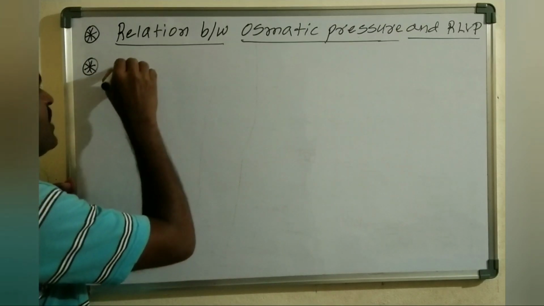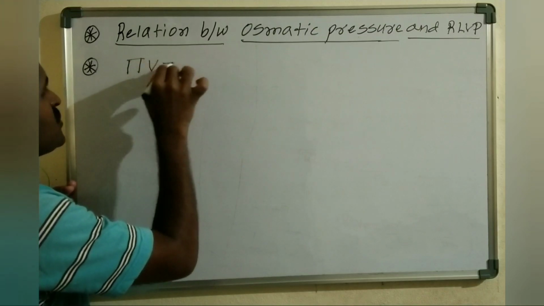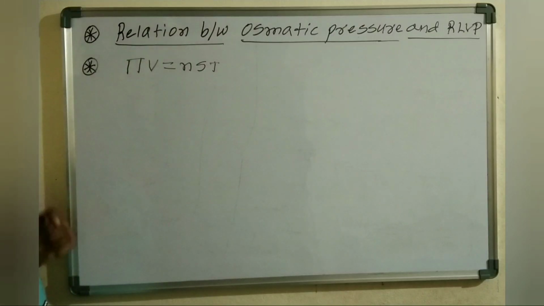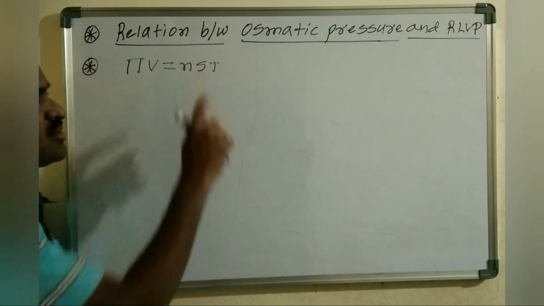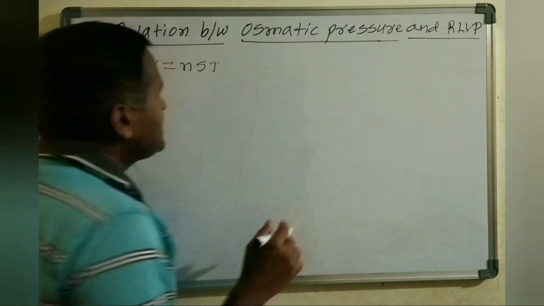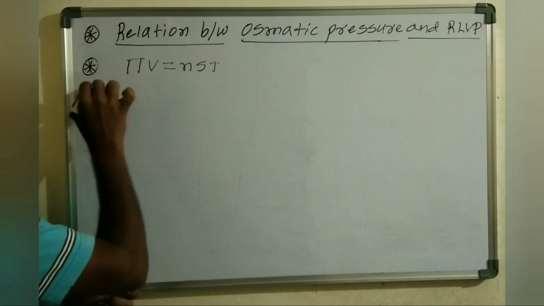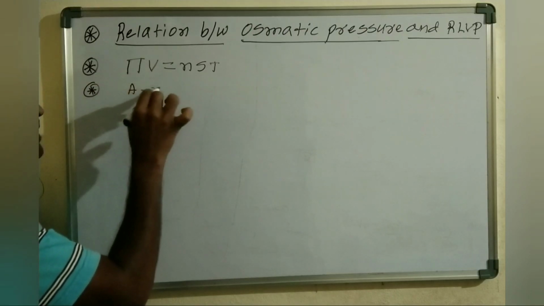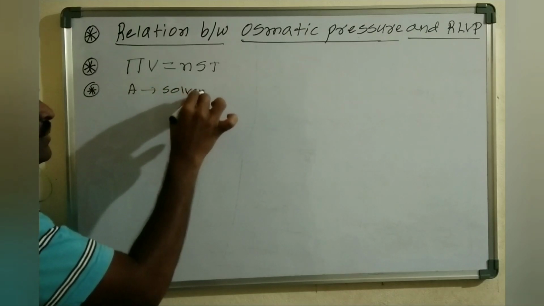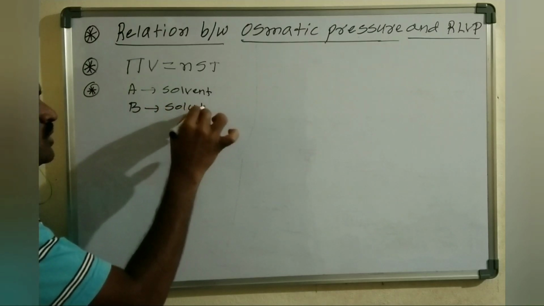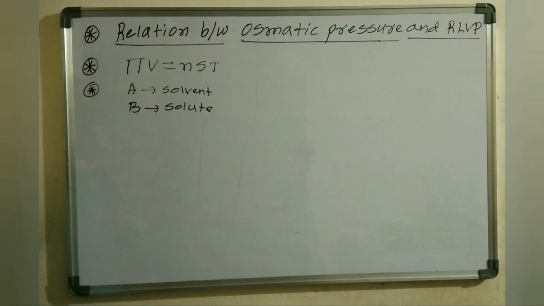According to van't Hoff's law we can write πV = nST, where π is the osmotic pressure, V is the volume of the solution, n is the number of moles of the solute, S is the solution constant and T is the temperature. Here A is the solvent and B is the solute.